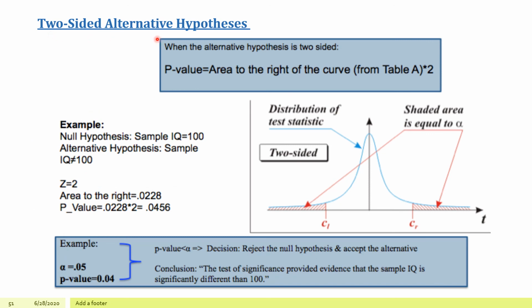This is for a two-sided alternate hypothesis. Null hypothesis: the Malaysian mean is 100. Alternate hypothesis: the sample mean is not equal to 100. So z, we already know, is equal to 2, and the area to the right is 0.0228. This is that value, 0.0228.